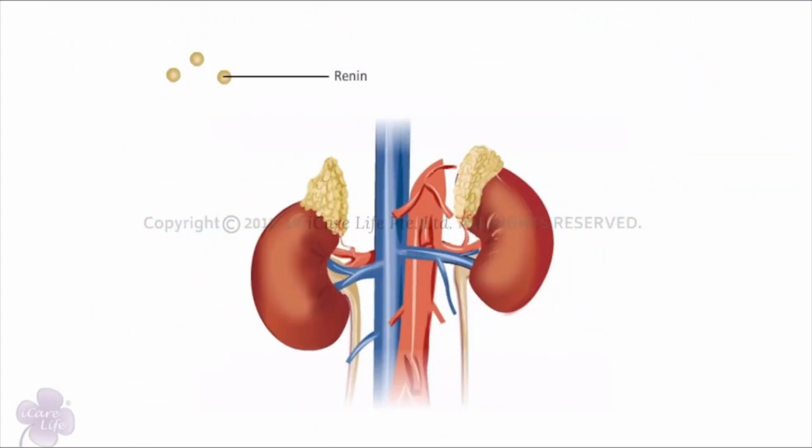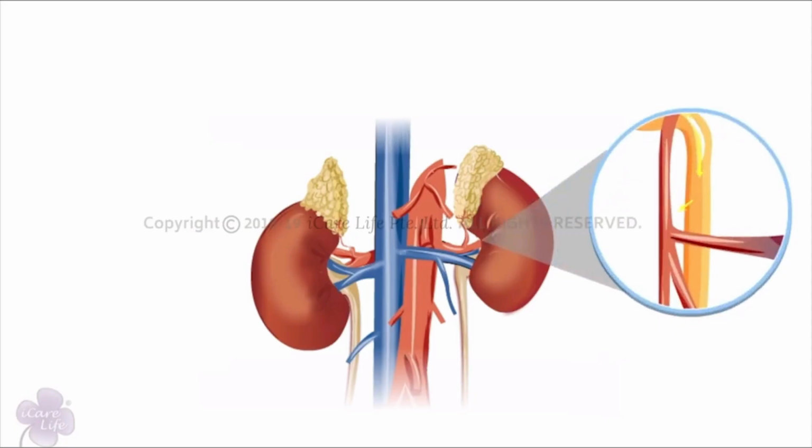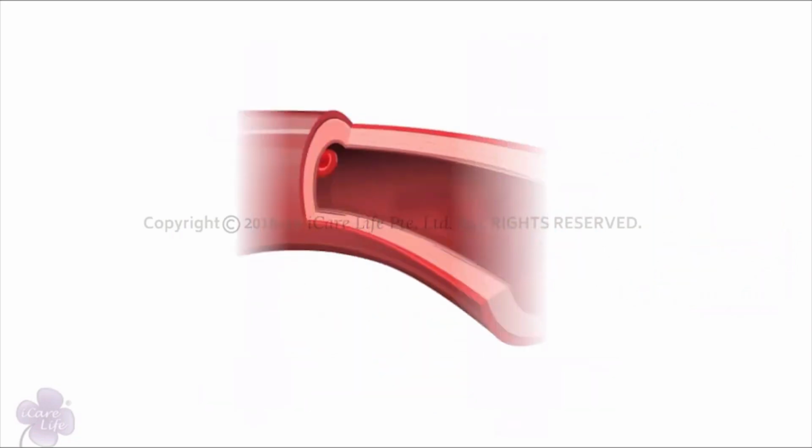Renin also stimulates the adrenal gland to secrete a hormone called aldosterone. Aldosterone increases the reabsorption of salt in the renal tubules. As the salt in the blood increases, the renal tubules absorb more water. More water in the blood further increases the blood volume and the blood pressure.